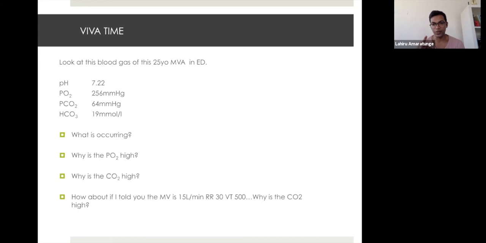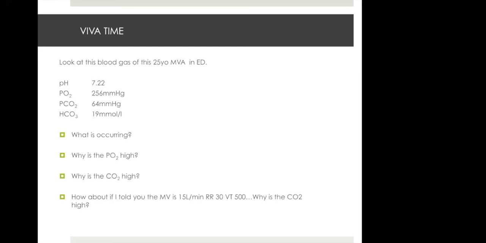So what else could be happening for the CO2 to rise? A large amount of anatomical dead space. Yes, absolutely. That could definitely be it. And what else could happen? The patient's had an MVA, lots of fractures, unwell. What else could we be? Just under ventilating as well. Like if they're really sore and can't breathe.